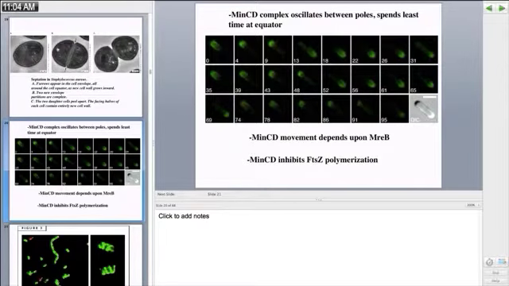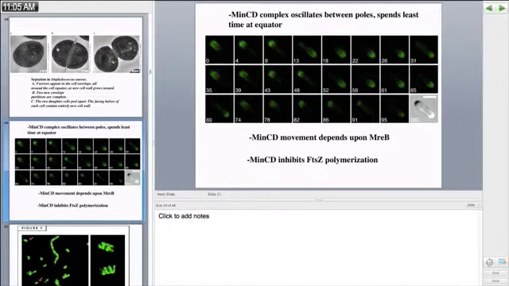You can see a DIC, or just an unstained version of this same bacteria in the lower right. So you can see the rod-shaped bacteria and where the poles are. I don't know actually why one pole is dark here and the other is light. I'm not sure what the meaning of that is.